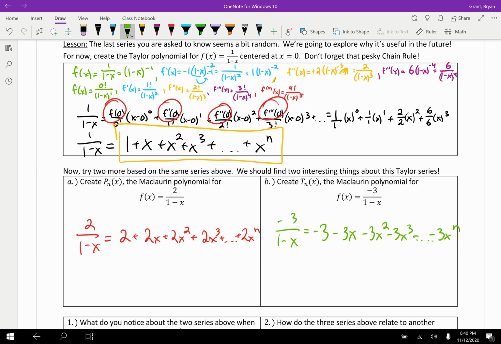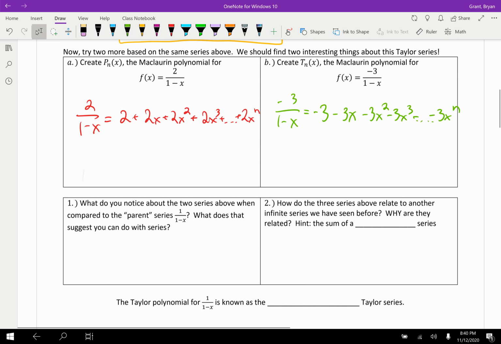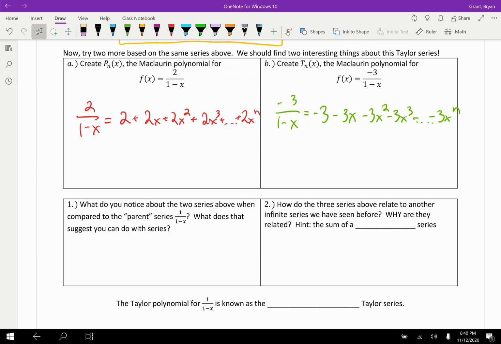Cool. So two things to note here. The first is the obvious one. What do you notice about the two series above when compared to the parent series of 1 over 1 minus x? Well, it looks like they're just multiples of that, right? What does that suggest you can do with series? Maybe that you can multiply by constants, which really opens up a pretty big world of functions, but we're going to get more into that later on in the future, not today either.